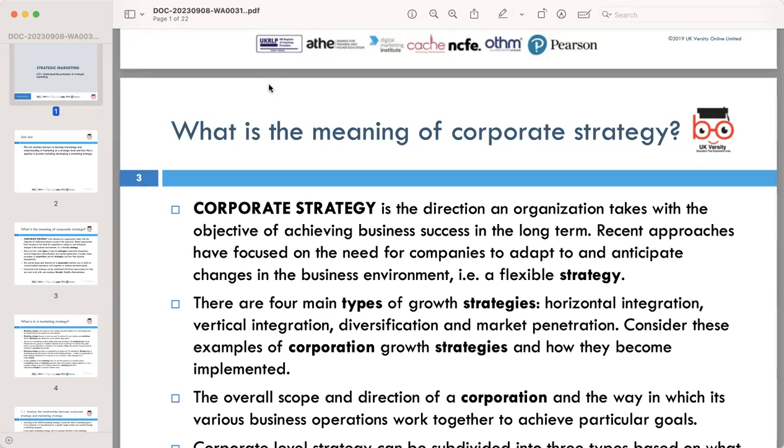So here we will explore the essential concepts of corporate strategy and marketing strategy. These are fundamental aspects of any business, and understanding them is crucial for achieving long-term success. So let's begin with corporate strategy. Corporate strategy is the overarching direction an organization takes to achieve long-term business success. It is about planning how the entire organization, with all its business operations, works together to reach specific goals. Corporate strategy is not set in stone. Recent approaches emphasize the need for flexibility to adapt to changes in the business environment. So now let's discuss some key elements.